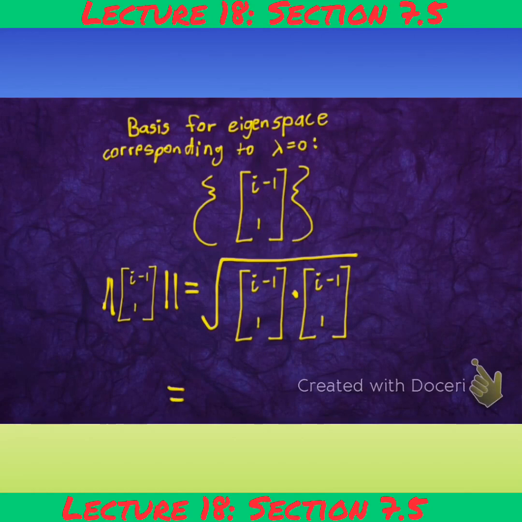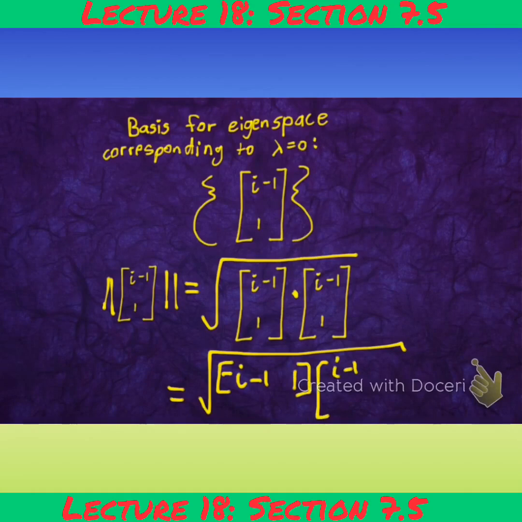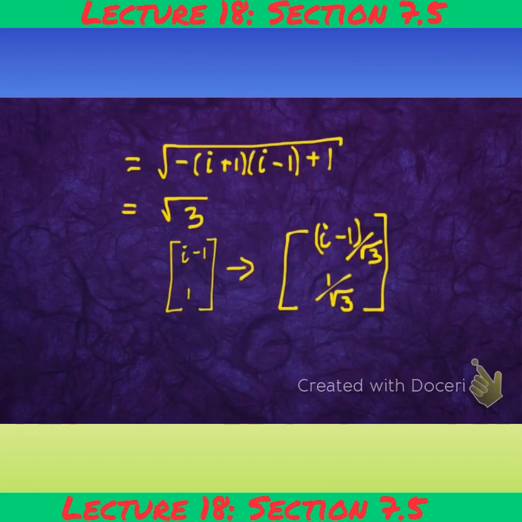So how do we calculate the dot product? In this case, this is how the dot product works. You take the conjugate of this term, and you take the transpose of that matrix, and then you take the dot product with that. So that term then becomes this one here, and that is the square root of 3. So I take my basis vector and multiply it by 1 over the square root of 3.